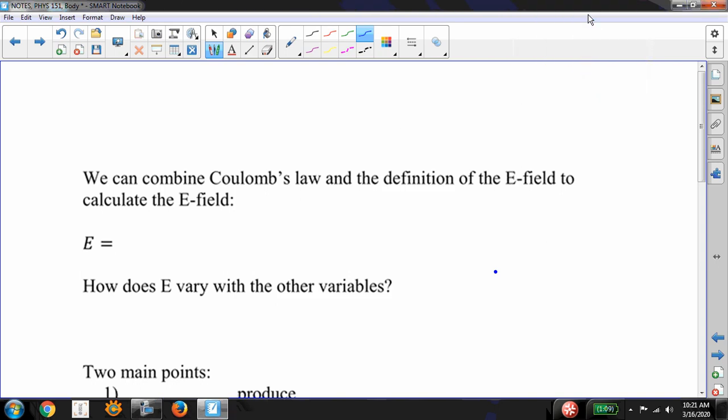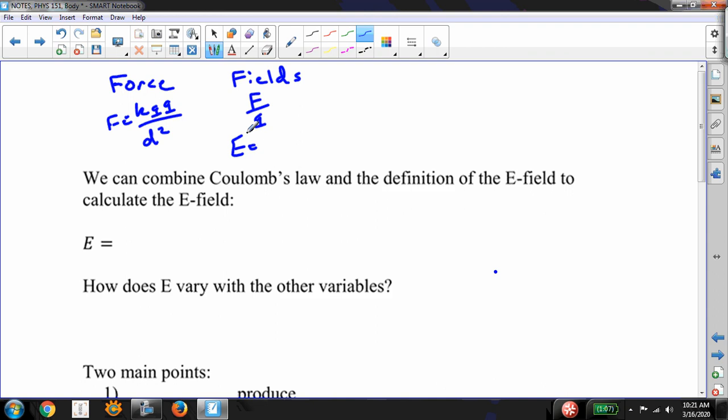So picking back up with these ideas, remember force, that's given by Coulomb's law. F equals K Q Q over R squared, or K Q Q over D squared. Fields. Fields are a force per charge, and we use our imaginary test charge to figure out what the field is. And then soon we'll see potential. And potential is an energy per charge. It's going to be our definition for our potential.